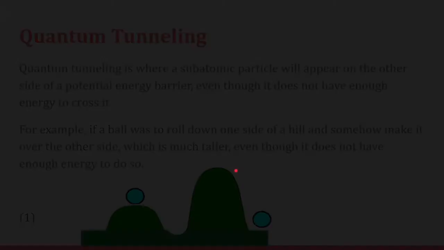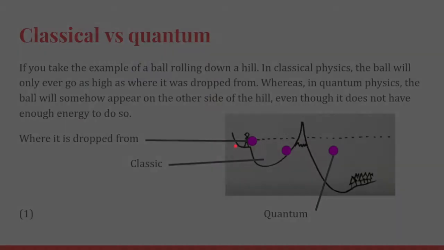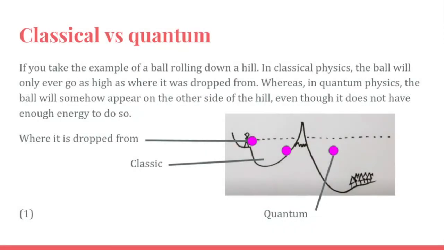big one. This diagram here shows an electron wave hitting a barrier and crossing it, again not having enough energy to do so. Again, if you look at the example of the ball, in classical physics, if the ball was dropped from here, it would only ever reach here and it would roll back down and end up somewhere here. However, in quantum physics, the ball would somehow go over this hill and end up on the other side.